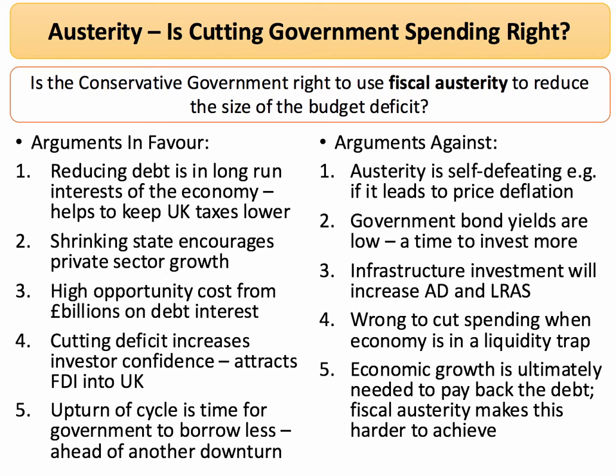The Keynesian arguments against austerity are that austerity can be self-defeating, particularly if it tips the economy into deflation. The bond yields at the moment are very low. This is a time to invest more now rather than wait. That effective infrastructure investment actually increases both demand and long-run aggregate supply. And that in fiscal policy terms, if monetary policy is becoming less effective, it's wrong to cut government spending when the economy is in a liquidity trap. Ultimately, you need a country to grow, for per capita incomes and jobs to rise, to be able to pay back debt. And fiscal austerity, Keynesians will argue, makes that, for goodness sake, a lot worse, a lot harder to achieve.